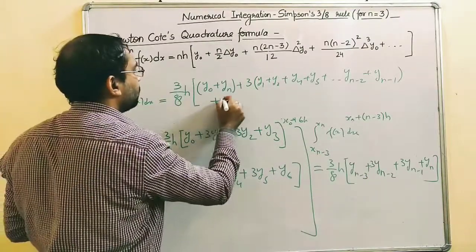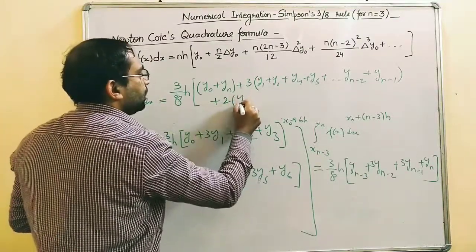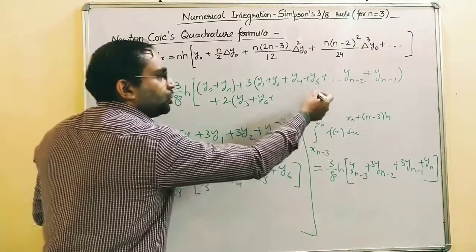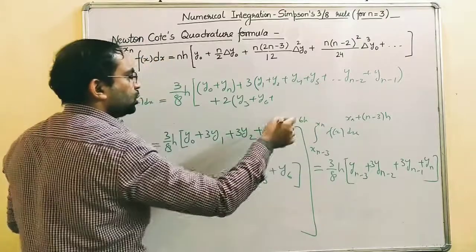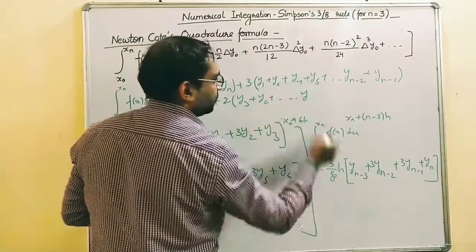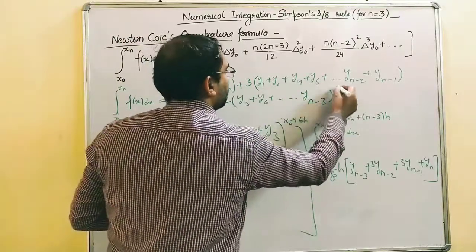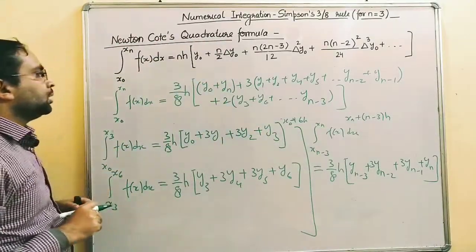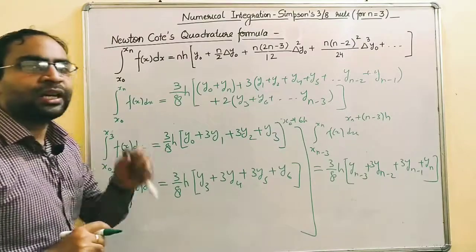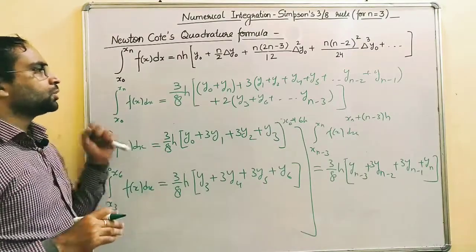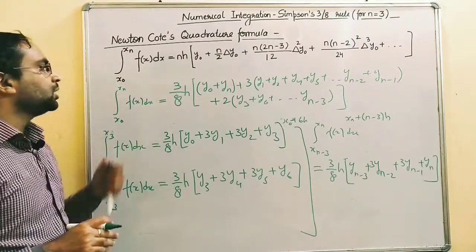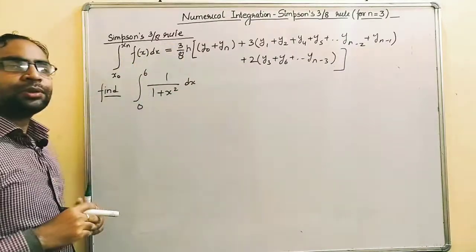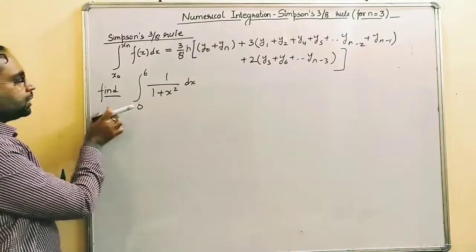So this is the group of twice, in which we have y3, y6, y9, y12, y15 and so on till y of n minus 3. So this is the formula for the Simpson's 3 by 8 rule. Now let's solve one example using this Simpson's 3 by 8 rule. See, this is Simpson's 3 by 8 rule, and we need to solve this integral.